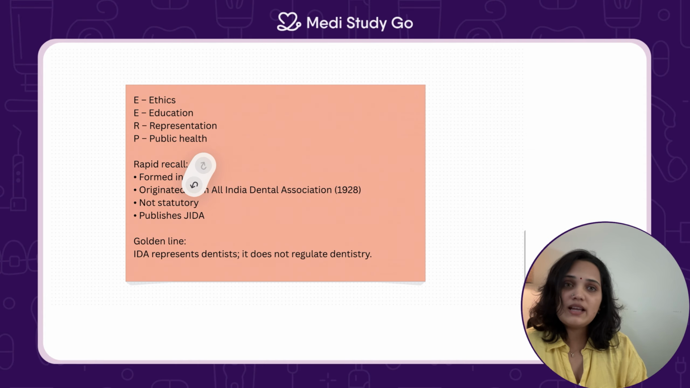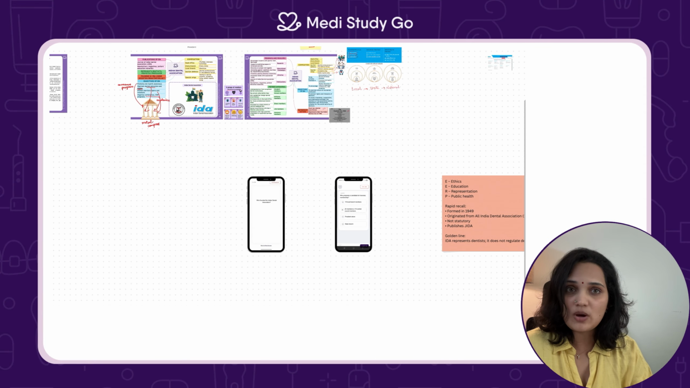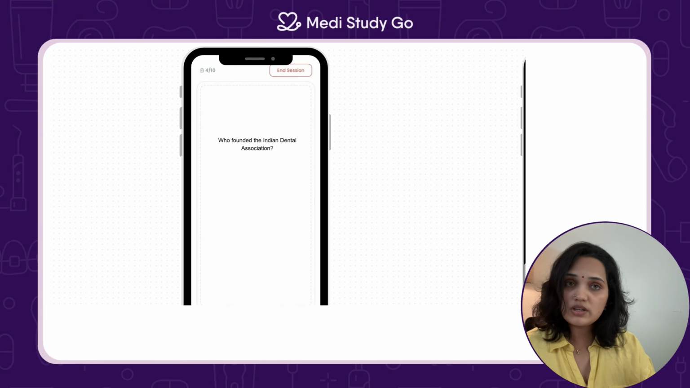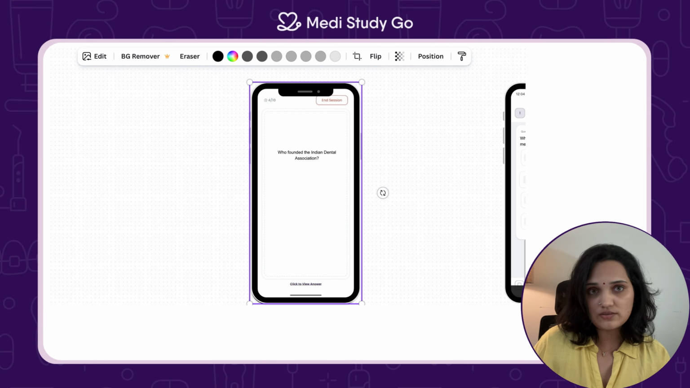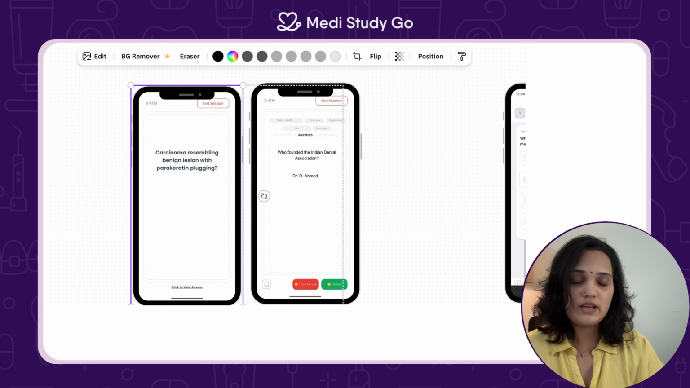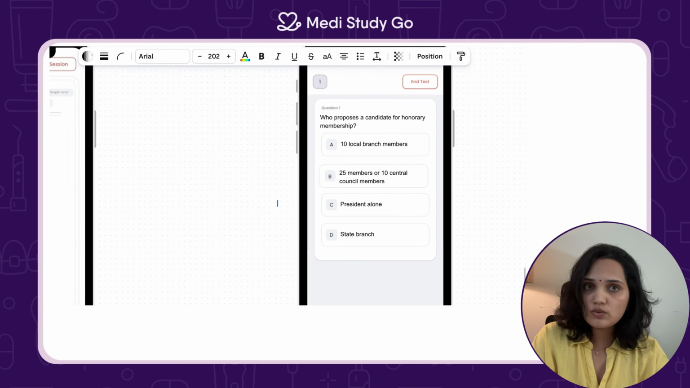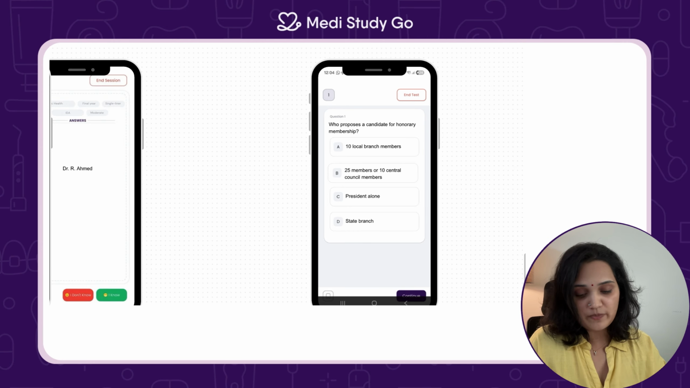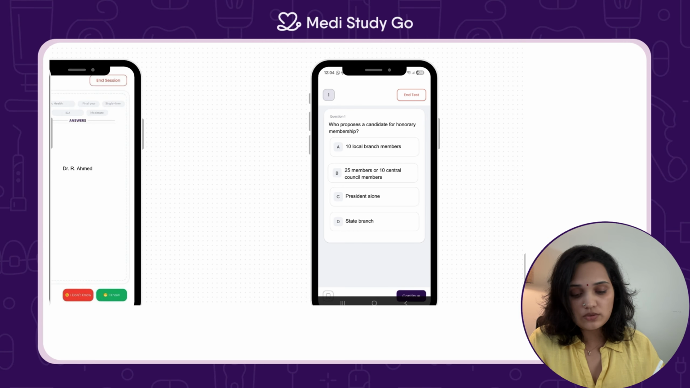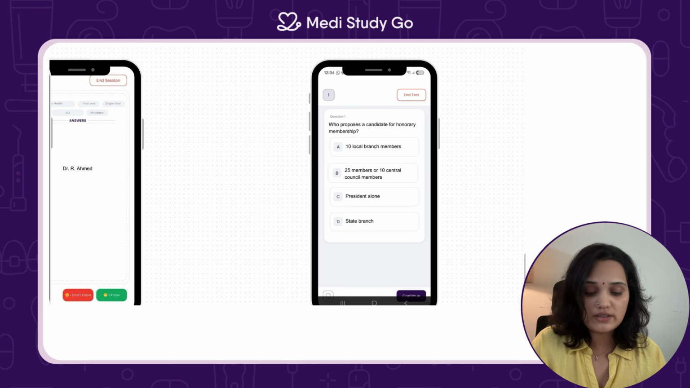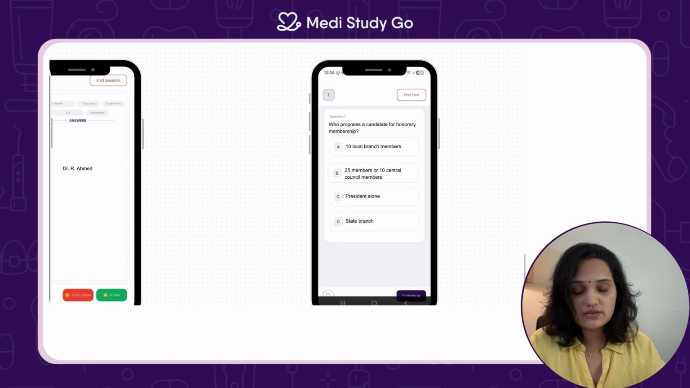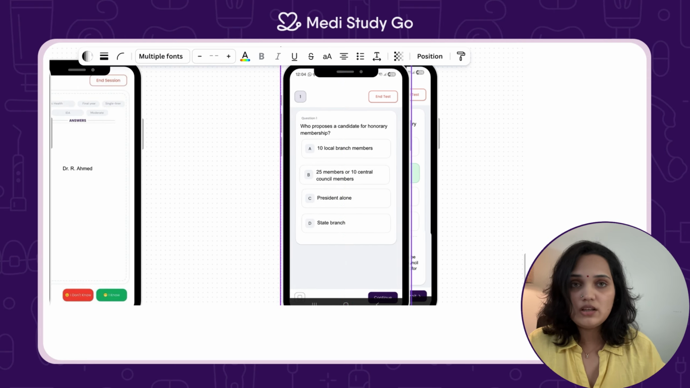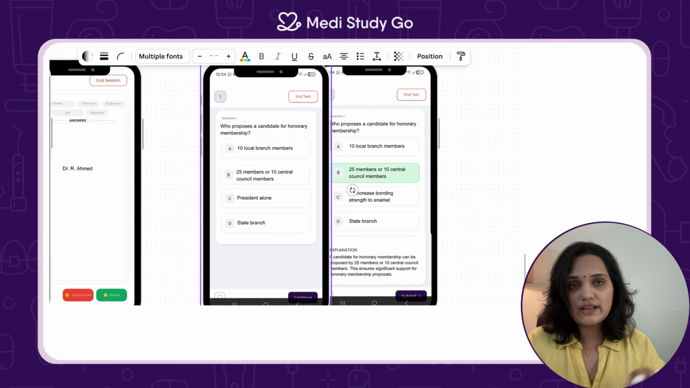Now let's see an MCQ and a flashcard from this topic. Okay, first, who founded the Indian Dental Association? Answer is Dr. Rafiuddin Ahmed. And let's see an MCQ. Who proposed the candidates for honorary membership? A, 10 local branch members, B, 25 members with 10 central council members, C, the president, or D, the state branch. Answer is B, 25 members or 10 council members.